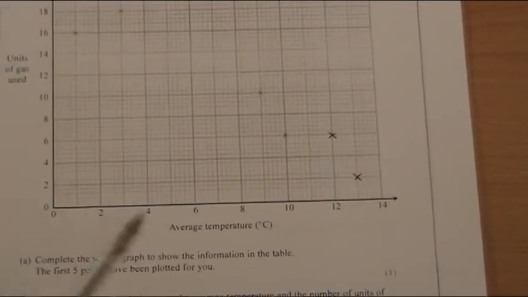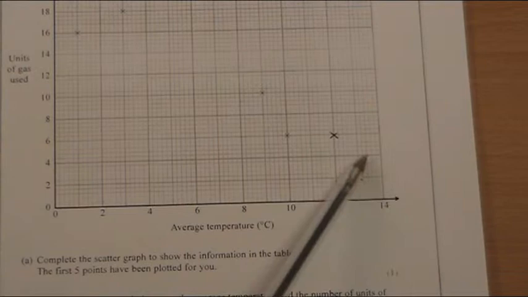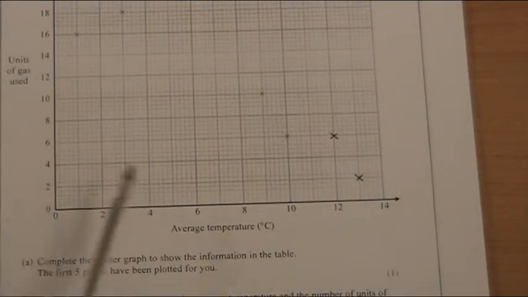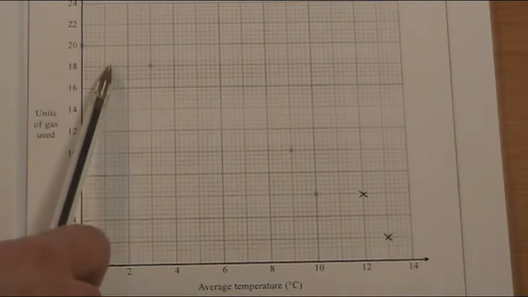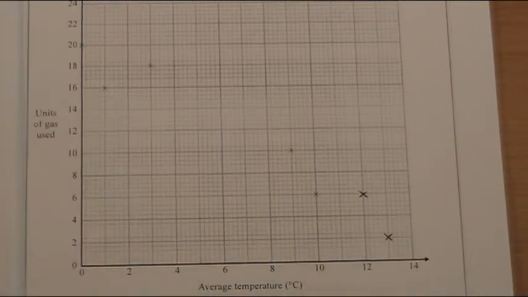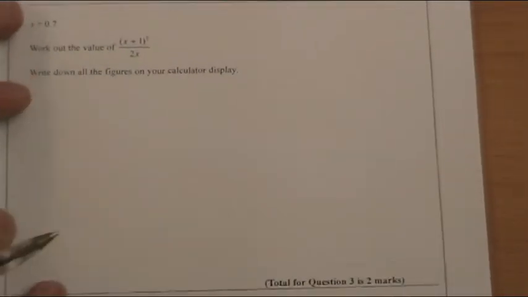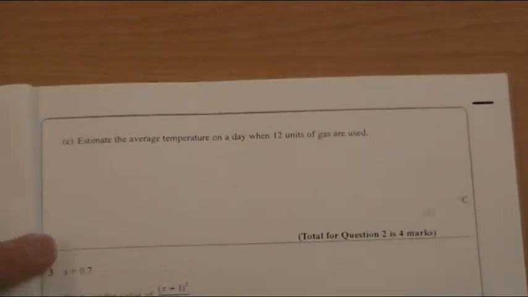So take a look. As temperature got higher, the gas got lower. As you could say, the colder it was, the more gas was used. Any of those answers should be fine for your 1 mark. Now if we turn over, or yours might actually be on just the next page, we get asked this question.